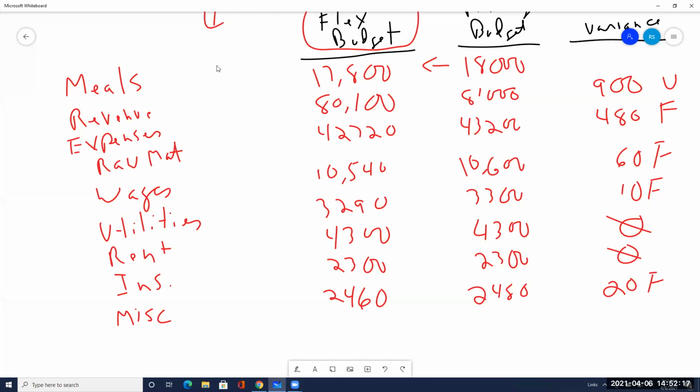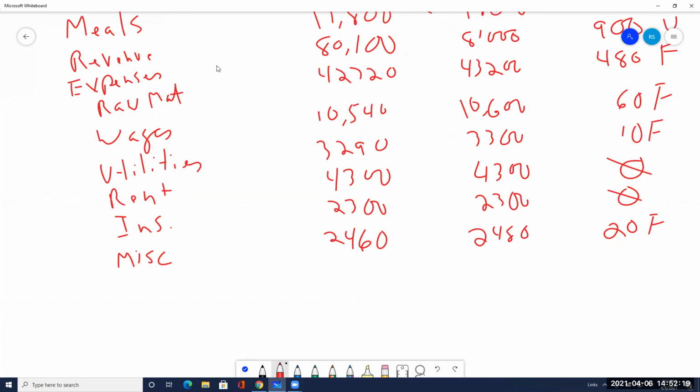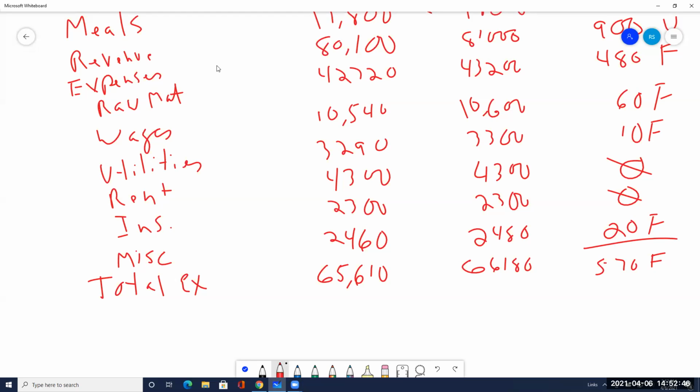And then we need total expenses. And total expenses, 65,610 and 66,180, 570 favorable. And a quick note, that 570 is just the sum of all those as well as the difference between those two. Okay, so that's 570 favorable.